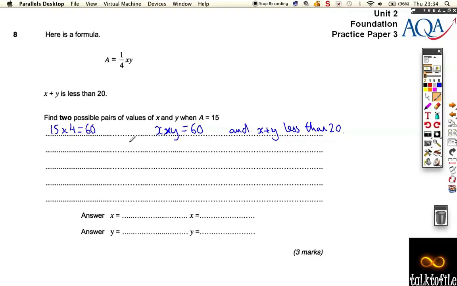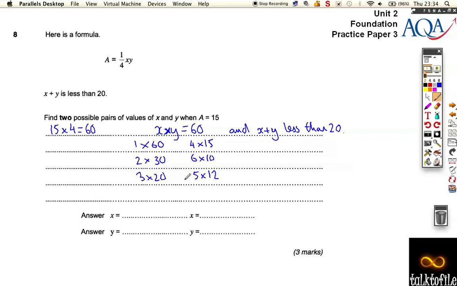Okay, so I could have 1 times 60, I could have 2 times 30, I could have 3 times 20, I could have 4 times 15, I could have 6 times 10, I could have, oh, I forgot 5, 5 times 12, and there are all the ones that I can think of.